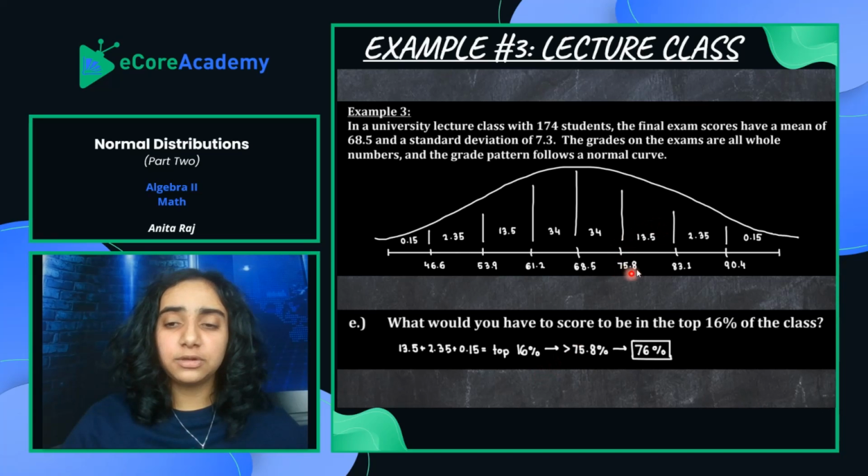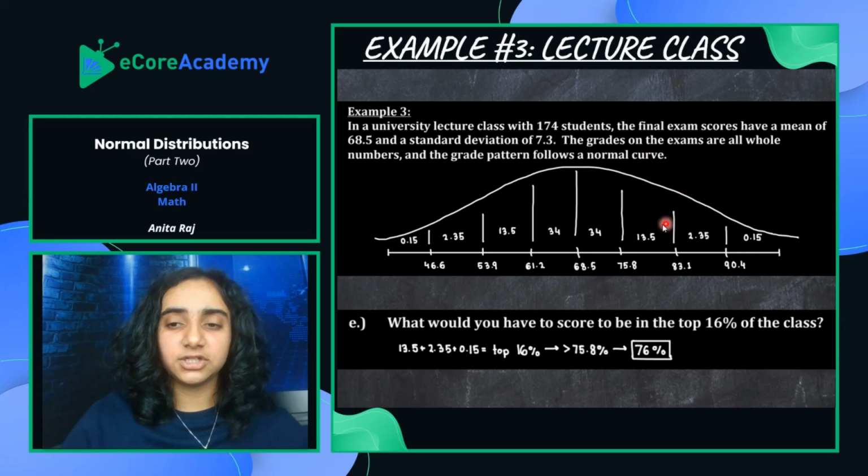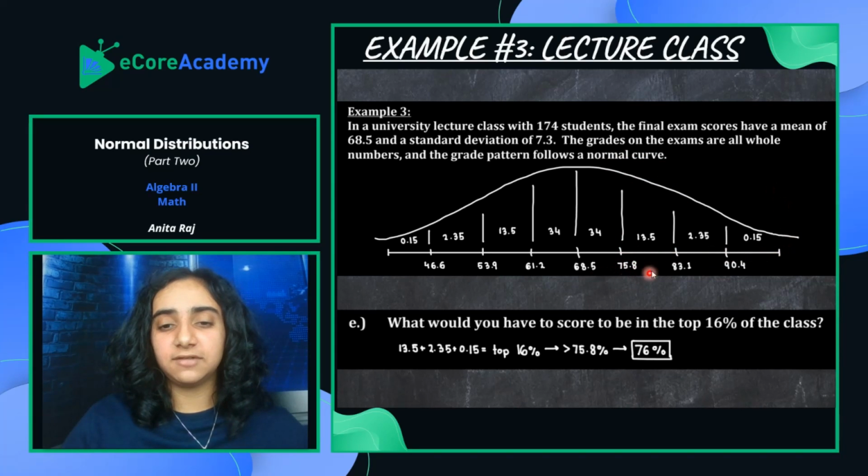meaning the lowest score that someone who's in the top 16% would have gotten was a 75.8, because if we go to the left of that, we are going above 16%. We're looking more at 16 plus 34, which is 50% of the class. We are focusing just on the top 16%. That's why the lowest score someone could have gotten was a 75.8.